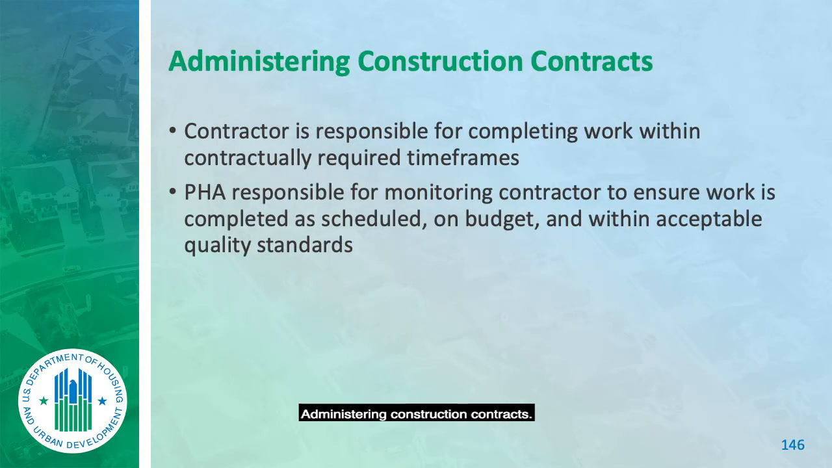Administering construction contracts. The contractor is fully responsible for completing work within the time and within the scope of the work. The PHA is responsible for monitoring the contract to ensure that the work is completed as scheduled, on budget, and within all of the quality standards. That's your responsibility. Well, Mike, if the contractor don't do it, we do it. Well, that's a problem because that can void your warranties. The contractor has to do the work. You're responsible to make sure they do or you don't pay them.